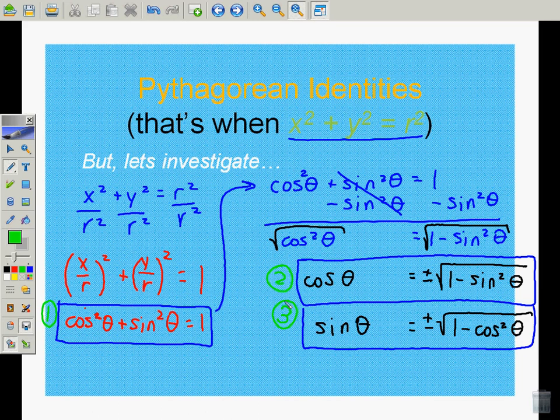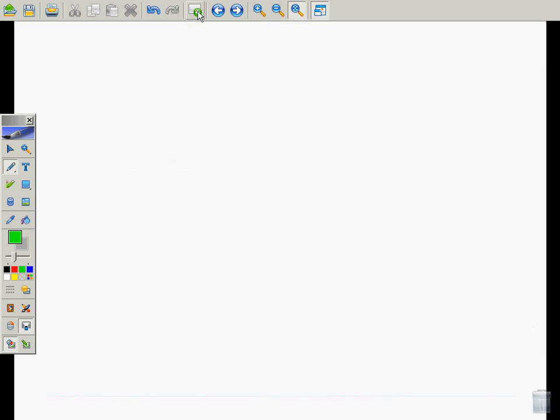Now, let's take a look at one other one. And I'm putting up a blank slide here because I want to be able to refer back to that last one. We had cosine squared theta plus sine squared theta was equal to 1. Now, here again is a thing where I'm going to manipulate these variables. Look at what I'm going to do here. I'm going to divide everything by cosine squared theta.